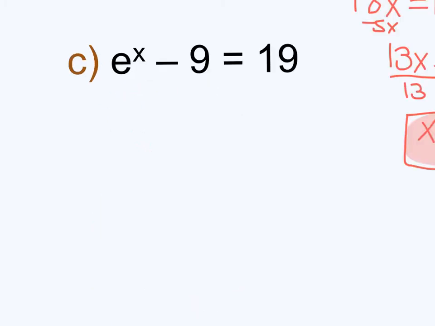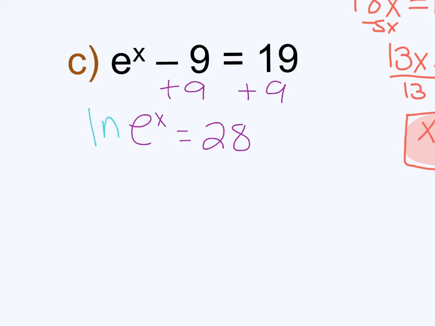Okay, C also has an e to the x, but this time e is not alone. So the first thing I do is get it by itself by doing what? Add the 9. So I get e to the x equals 28. And then I need to take ln on both sides. So ln of e to the x equals ln of 28. ln of e to the x cancels, leaving me just the exponent. X equals ln of 28.